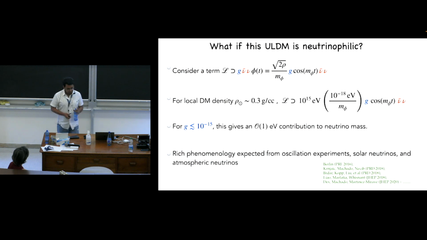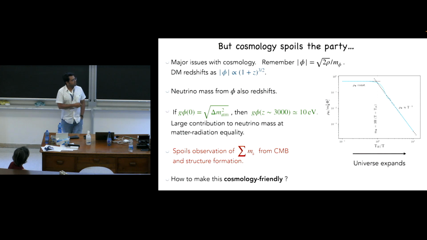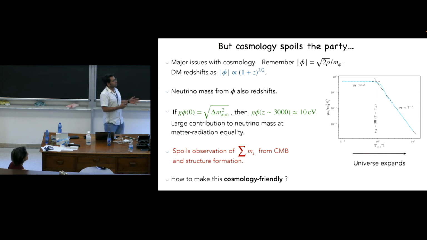This is very nice. One can look for these modulations. However, this comes with a catch. For all these nice models, cosmology always comes and spoils the party for these phenomenological models. One needs to remember that dark matter, being non-relativistic, redshifts in the early universe, and the energy density redshifts as the third power of the redshift, which means that the amplitude would redshift as 3/2. Now, if you couple that to neutrinos and you ask it to give a mass, that also means that the neutrino mass starts growing in the early universe.